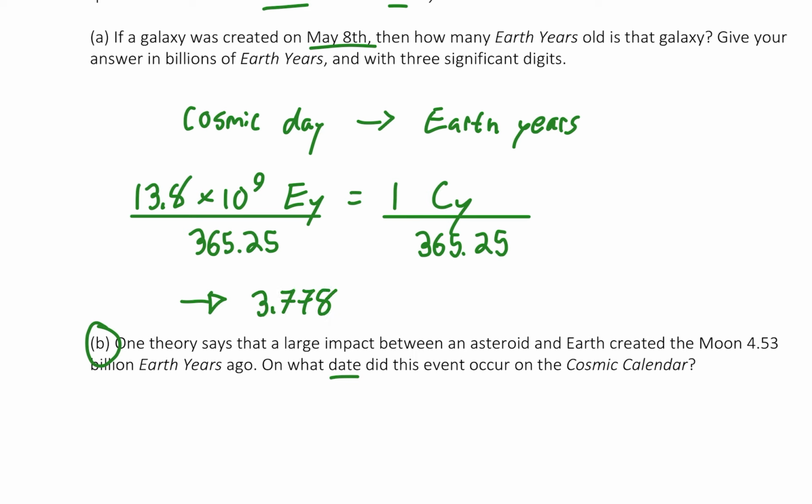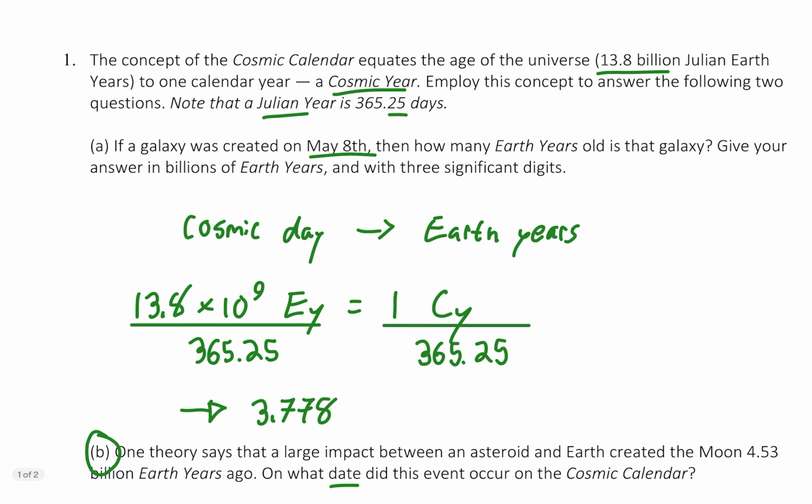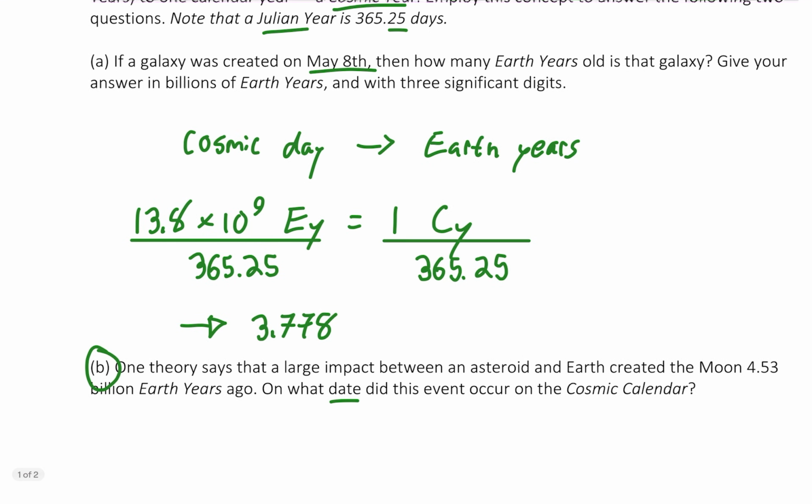3.778. I'm not picky about significant digits, but generally you don't want to add them. In this case, I guess I am, because everything was given at most, or the minimum of 3 significant digits, and here I'm putting 4. But again, that's close enough. All right, so 3.778 times 10 to the 7 Earth years for 1 cosmic day. So CD. All right, so with that conversion, all we need to do is just count the number of days from January 1st up to May 8th.